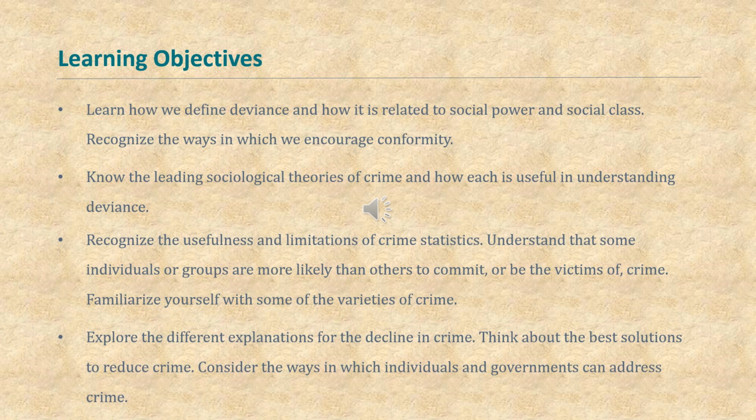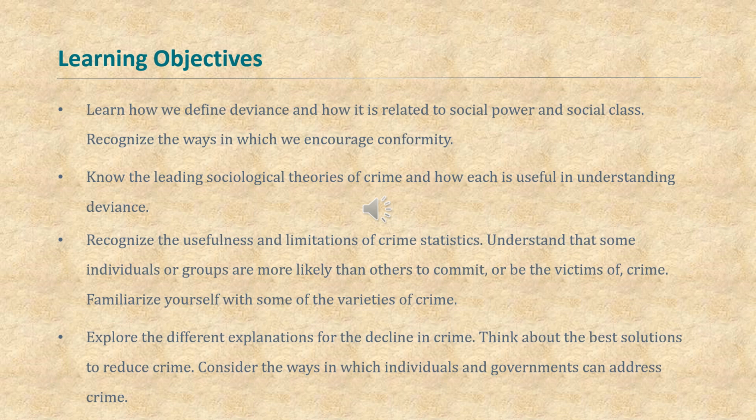In looking at conformity, deviance, and crime, the learning objectives are primarily how we define deviance and how it is related to social power and social class, to be able to recognize the ways in which we encourage conformity, and know the leading sociological theories of crime and how each is useful in understanding deviance.